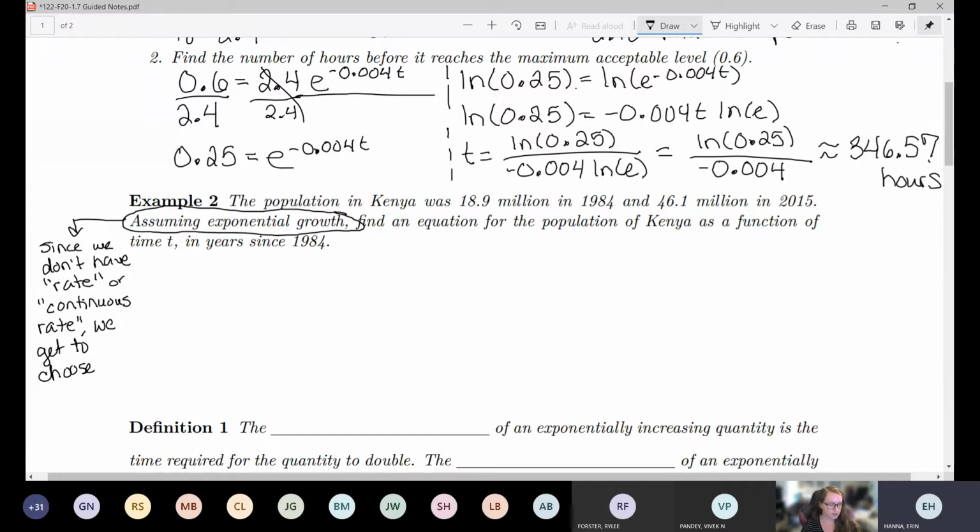Now, this is one of the type of questions where it's finding the equation. We've done one of those for an a to the t form in 1.5. Because we haven't done one yet for the e to the kt form, that's the one I'm going to choose to use here.